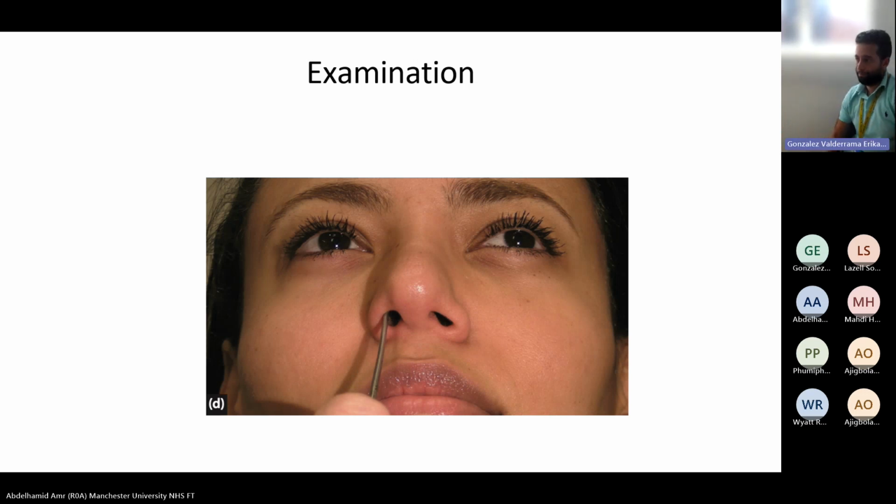Modified Cottle test. So this is the modified Cottle test, like the Cottle incision. You ask them to breathe and sniff in.